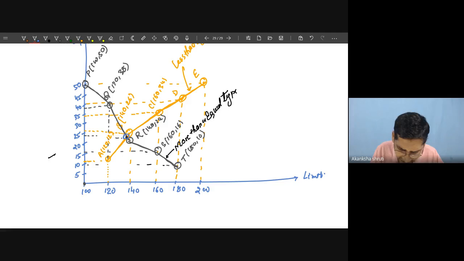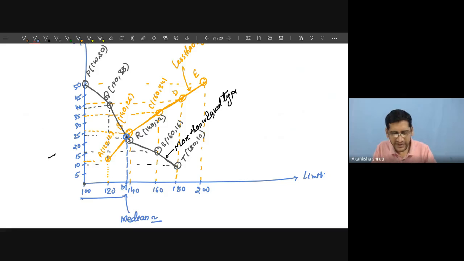It will be somewhere here. From here you have to draw the perpendicular. It will be below or before 100 this. So this point M will be your median. What will be the value of M? Just before 140. So this is the median.